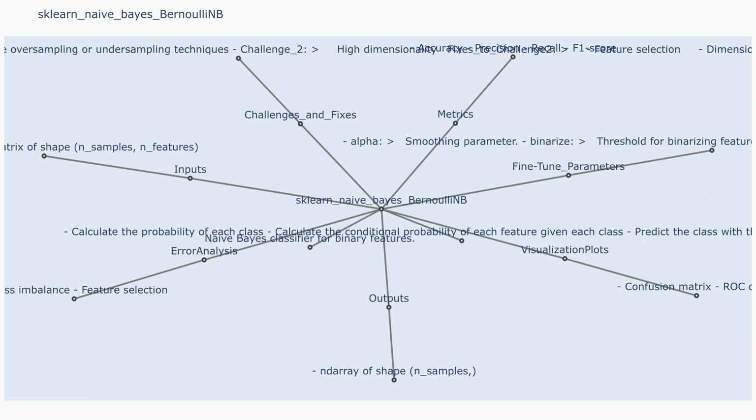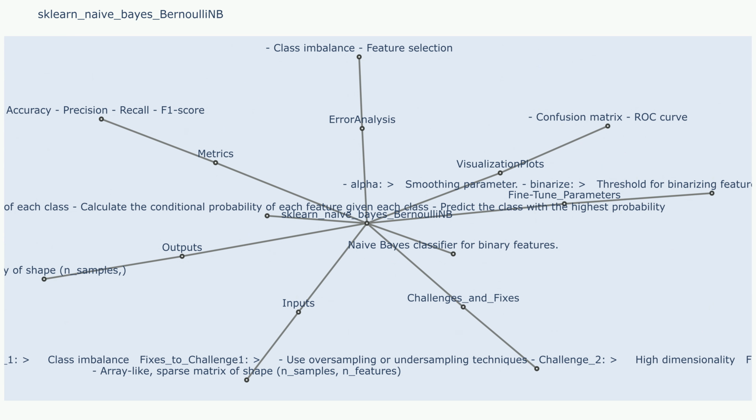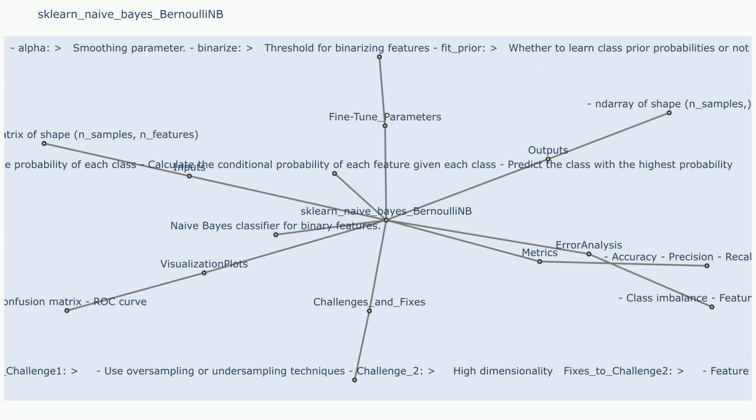Recall: the proportion of correctly classified positive samples among all actual positives. F1 score: the harmonic mean of precision and recall. Visualization plots. Confusion matrix: a visual representation of the model's performance, showing the counts of true positives, true negatives, false positives, and false negatives. ROC curve plots the true positive rate against the false positive rate for different classification thresholds.